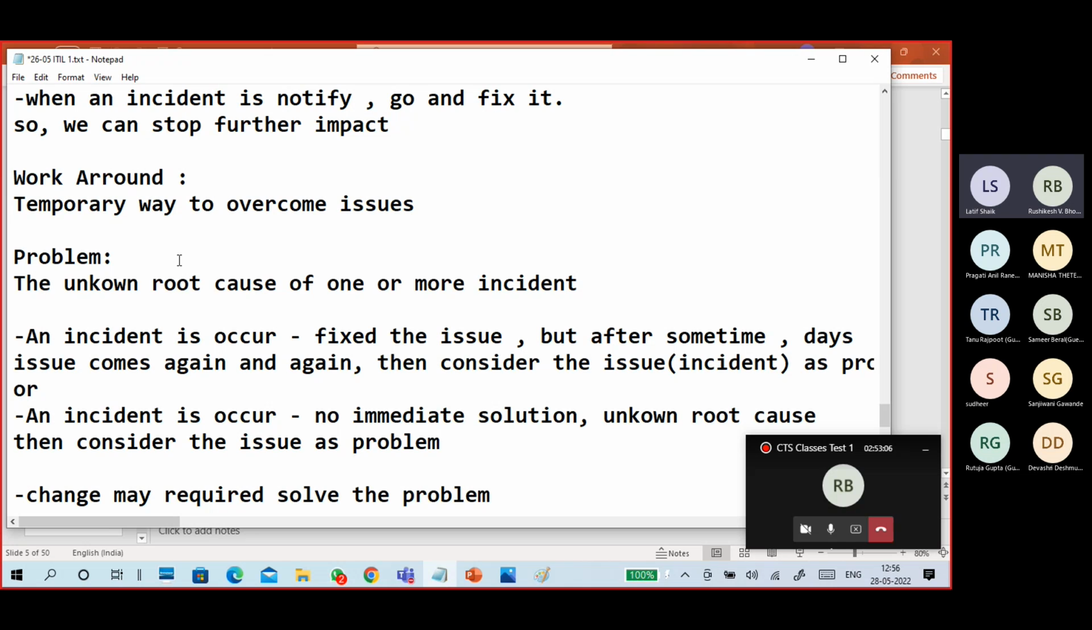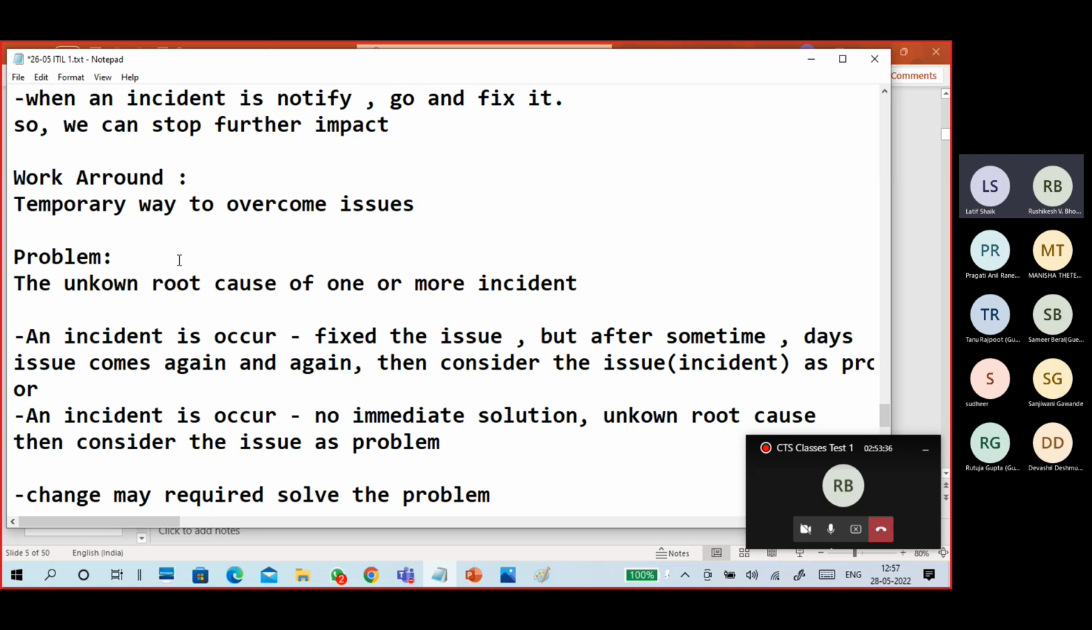Next, problem management. So what is the problem? Unknown root cause of one or more incidents. It's very simple to understand. An incident occurred and we fixed it, and again it occurred, again we try to fix it, again it occurred. So then we had better stop fixing and solve the problem permanently, so you don't get the issues again. Of course, in problem management there are a lot of things, but we discussed only a few points here.